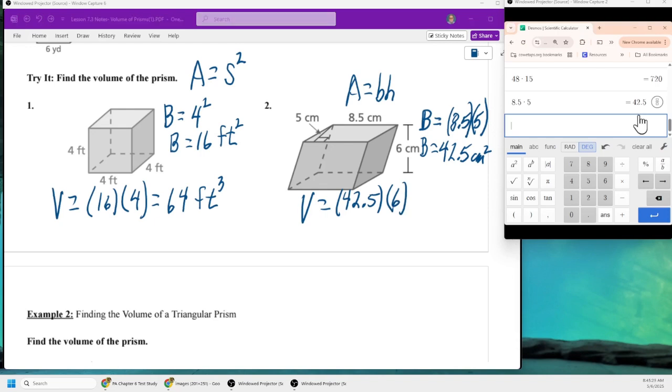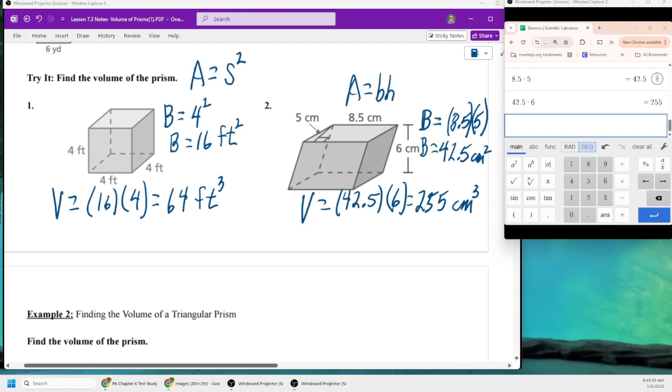So we're going to go over here and we're going to go 42.5 times 6. And that is 255. And what would be my units? Cubed is correct, because volume is this three-dimensional thing.